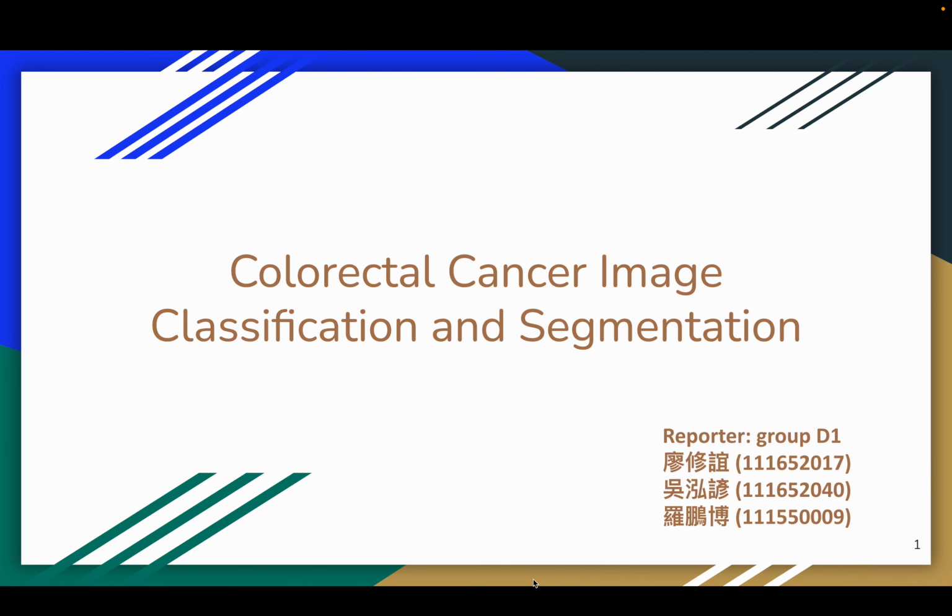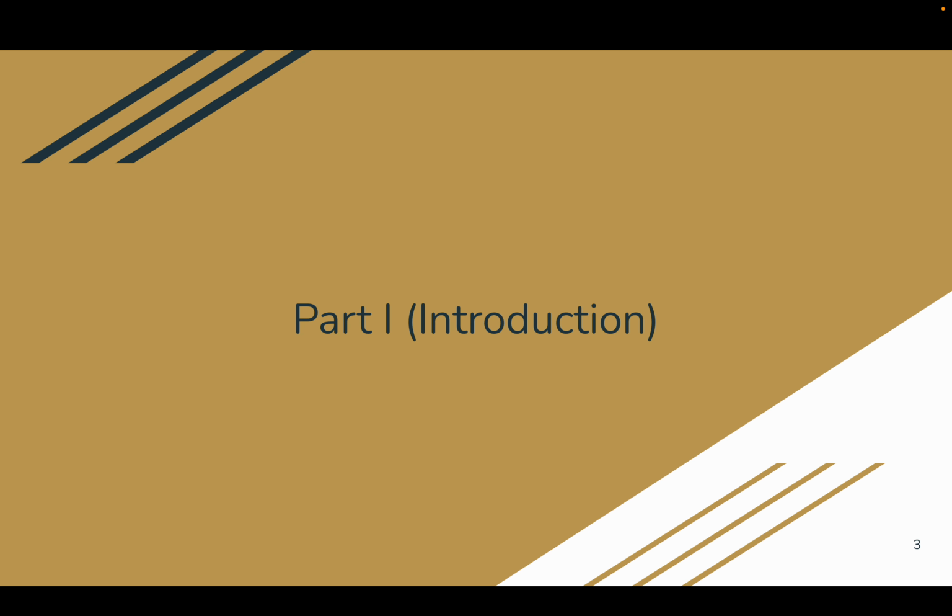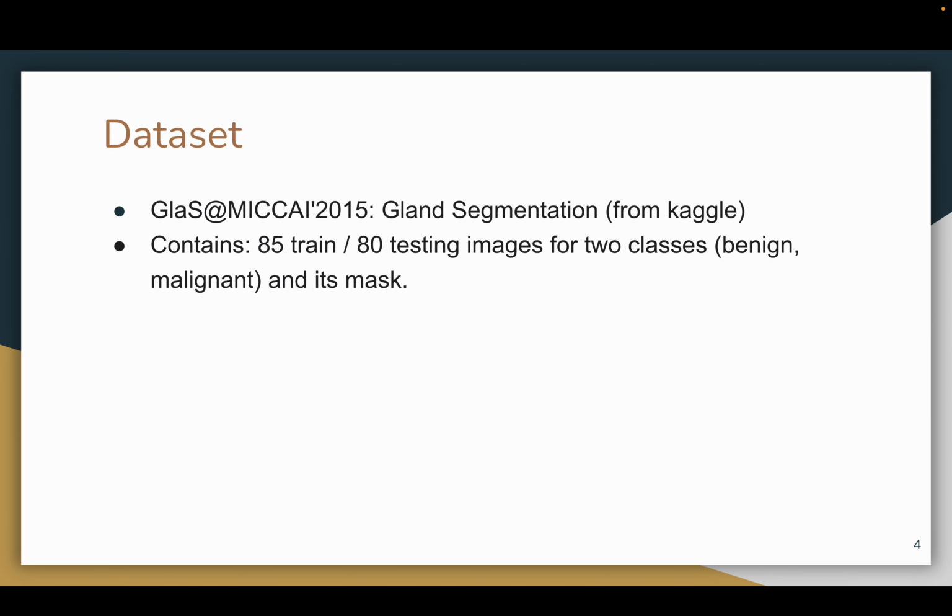We are Group D1, and our topic is colorectal cancer image classification and segmentation. Here's our outline. First, we'll introduce this project, and then we will have two tasks. First is classification, and the second is segmentation. Let's start the first part.